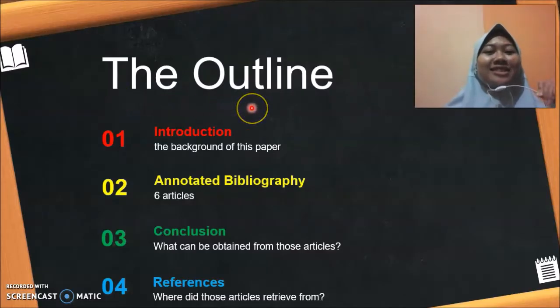So this is the outline of my presentation. First, we are going to talk about the introduction, the background of my paper. Second, we are going to talk about the annotated bibliography from 6 articles. Third, we are going to talk about the conclusion. And last, I will show you my references from 6 articles.